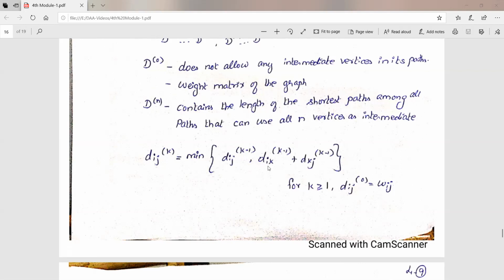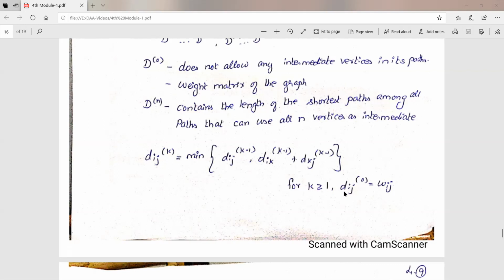Okay, and then here D of ik plus D of kj, that is we are using the intermediate vertex. So this we are having the direct path. So this we are having the path from i to j using the intermediate vertex. Okay, so k value should be greater than or equal to 1.